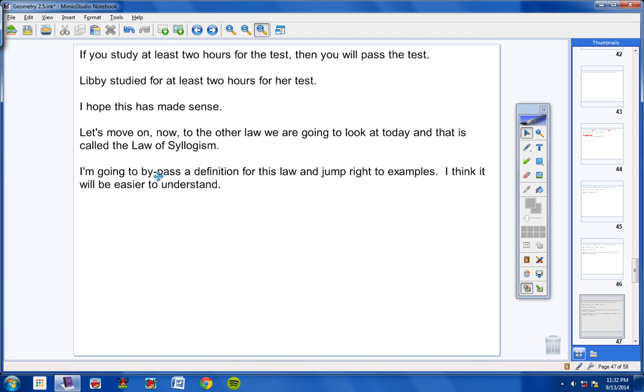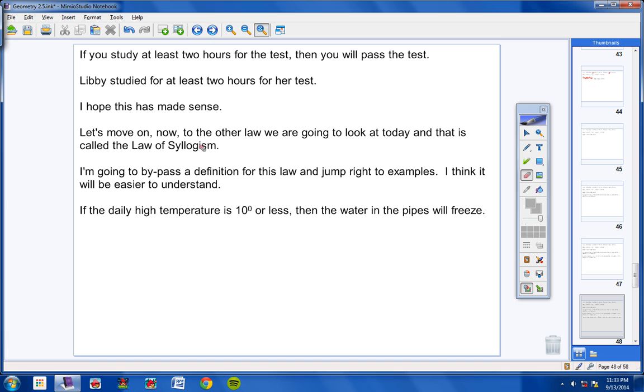Now, I'm going to bypass a definition for this law and jump right to examples. I think it would be a lot easier to understand than giving you a real long example. In the Track 1 class, we go into a pretty long example. We say P implies Q, and then Q implies R, thus P implies R. We're not going to worry about that in this class, but I do want to give you some examples as to what the law of syllogism is so you understand it and so you can use it.